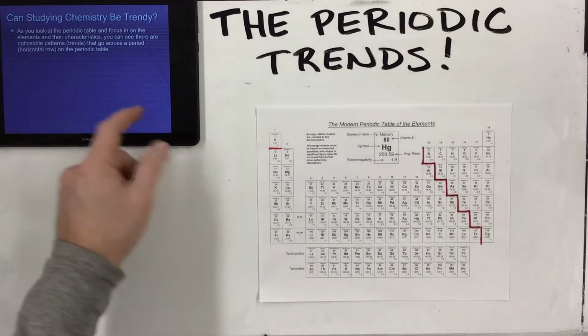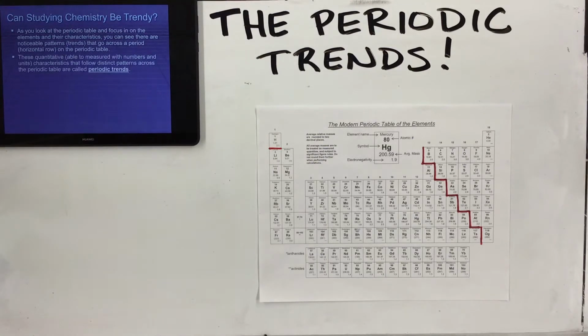Now these properties are quantitative. Quantitative means they can be measured using a number and a unit. The other way of describing something would be qualitative. Qualitative uses words. It also describes the object, but it doesn't use numbers or units.